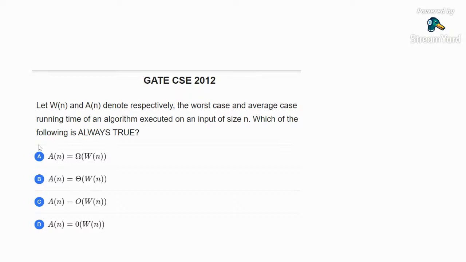The worst case is also order of n square. Average case is also order of n square. So if both of them are order of n square, then this D would be false, because if it is n square, then if we are seeing small o, it should be starting from n cube only: n cube, n raised to power 4, n raised to power 5, and so on. Remember the difference between big O notation and small o notation. So the correct option will be C.